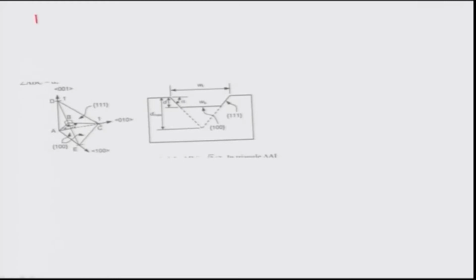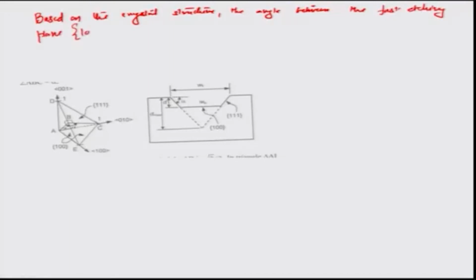based on the crystal structure, the angle between the fast etching plane (100) and the slow etching plane 111 is the angle ABC, this being A, this being B, this being C right here, okay.